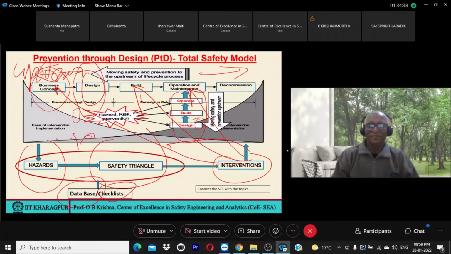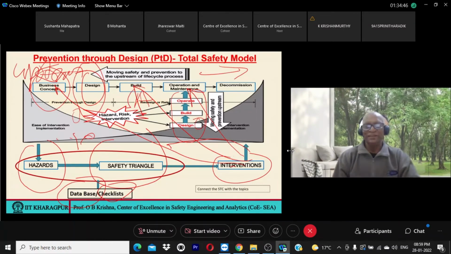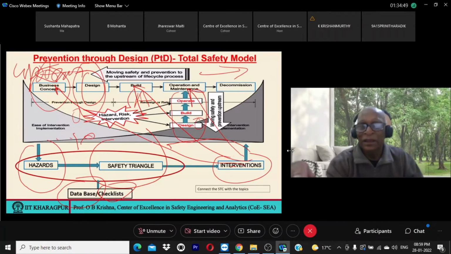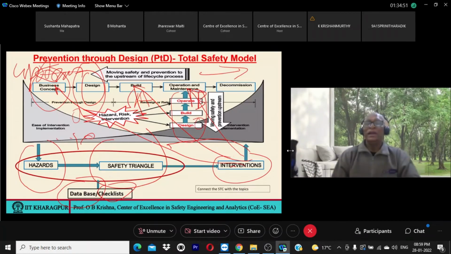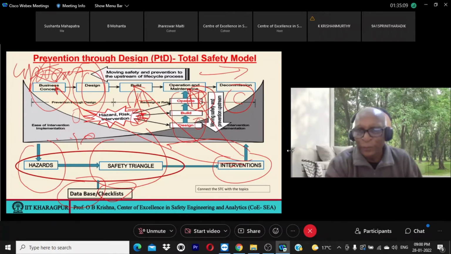What am I telling? Say you have hazard A at the building stage, construction stage, B at the operation stage, C at the commissioning stage, which are very high. At the design stage, you should understand and bring it to small a, which is acceptable, small b, which is acceptable, small c, which is acceptable.